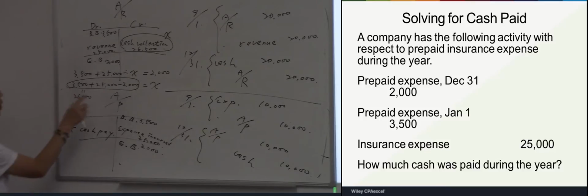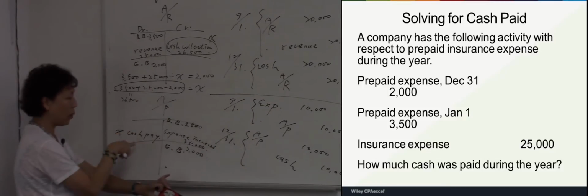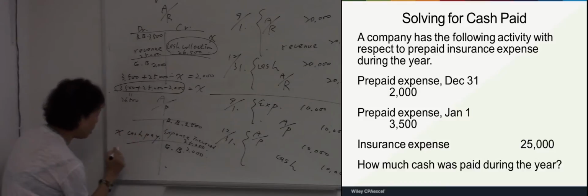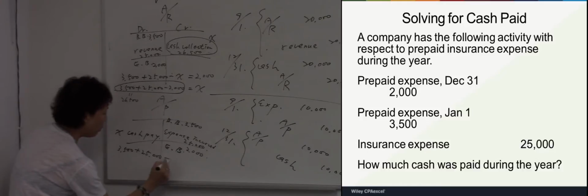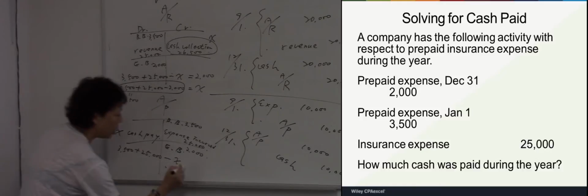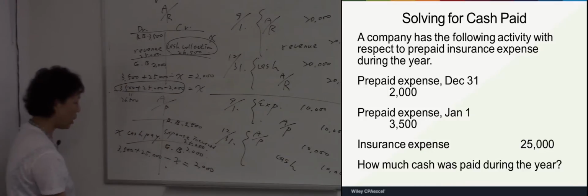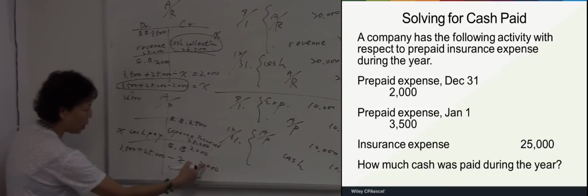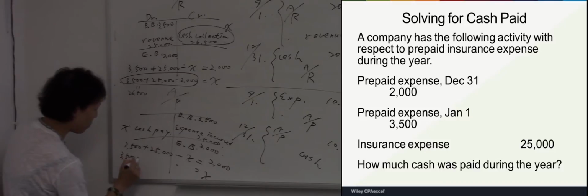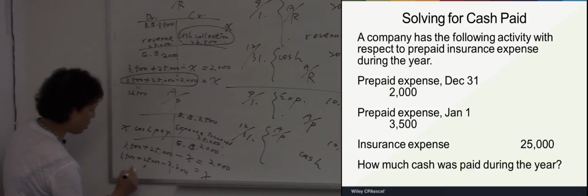Accounts payable is a liability account. The normal side is the credit side, so whatever amount shown on the credit side is positive, otherwise it's negative. So 3,500 is positive, 25,000 is positive, minus X is negative, equals 2,000, positive. And you solve the equation to get X. You move X to the right side, it becomes positive, and then you move 2,000 to the left side, it becomes negative. So do we get 26,500? Yes.